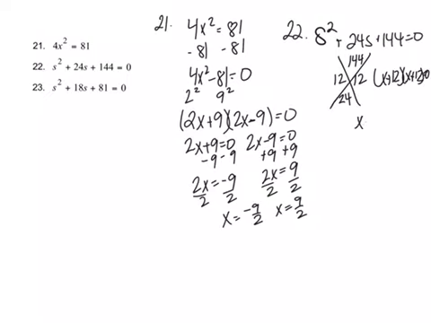And I can set those equal to 0. x plus 12 equals 0. I don't really need to do it twice because I get one answer. x equals negative 12.